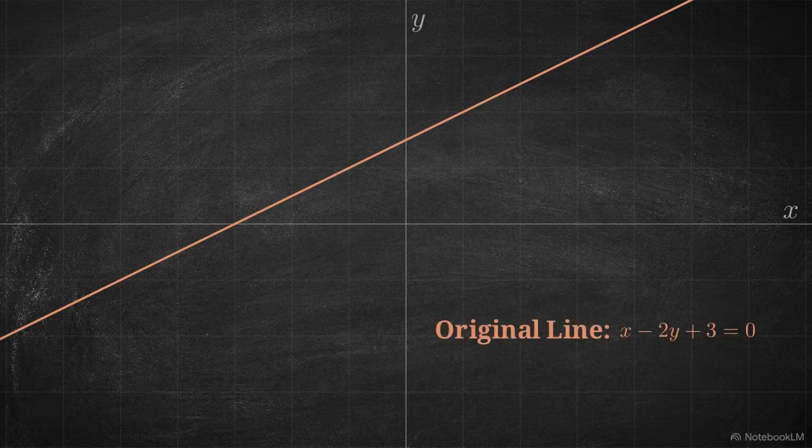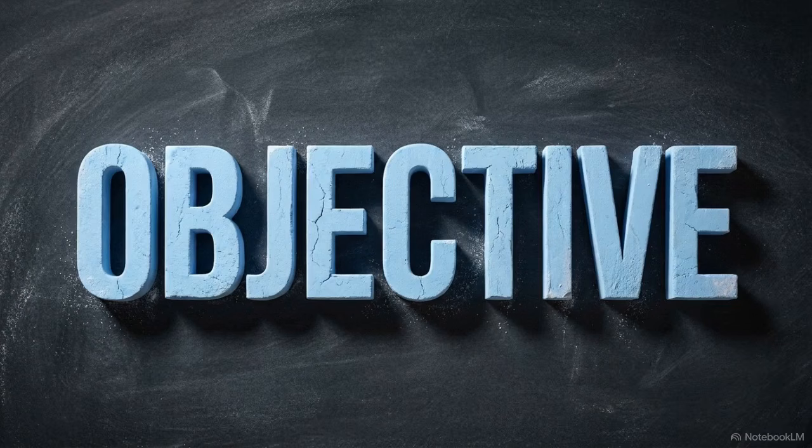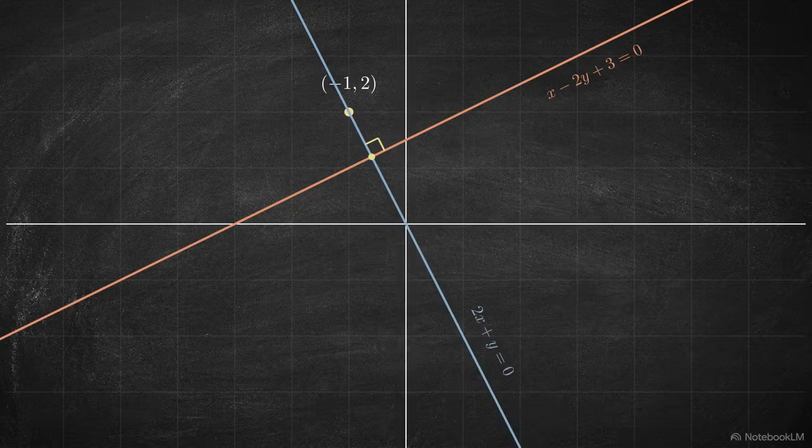on the grid. For this problem, we are starting with an original line described by the equation x minus 2y plus 3 equals 0. Our target point is located at -1, 2. The goal is to calculate the exact equation of a new line. This line must pass through our target point while remaining perpendicular to the original orange line.